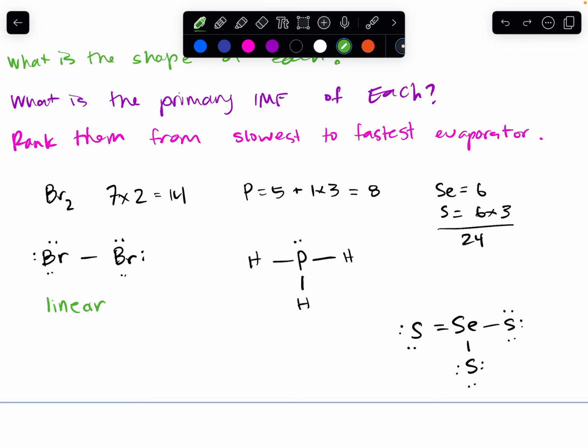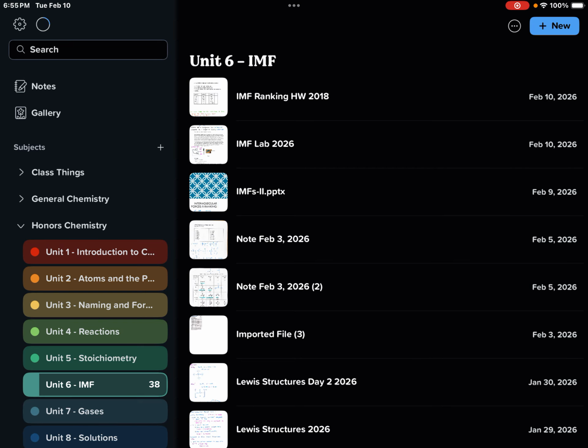On the next one, PH3, you count again how many things are bonded to the central atom only. So it's 1, 2, 3, 4 things, and one of them is an unshared pair. So you check out the shapes chart, and we saw that there were... that's the wrong one.